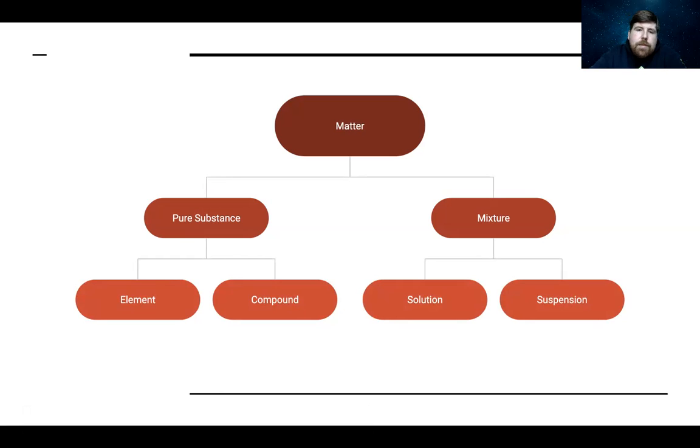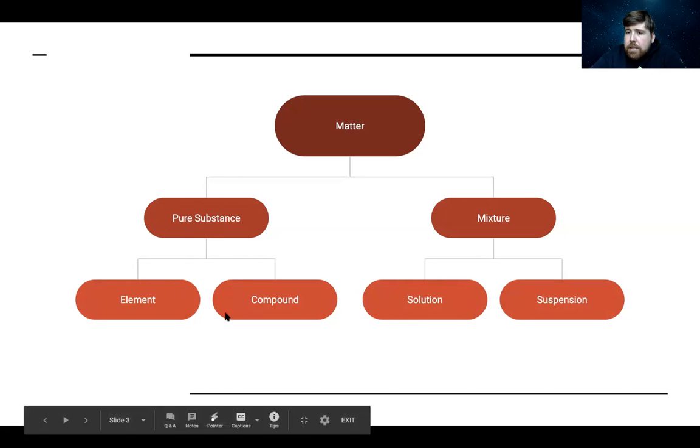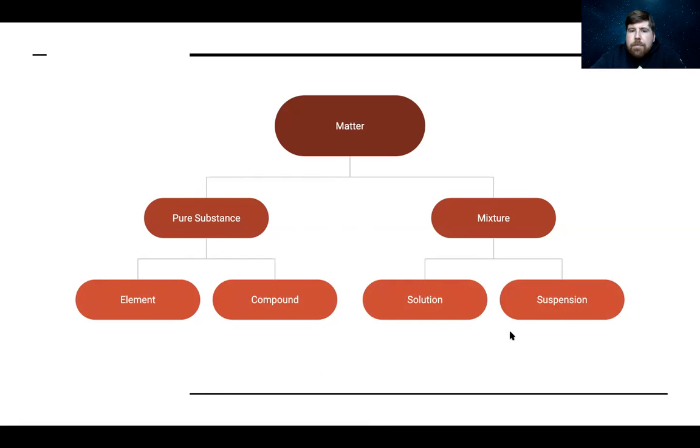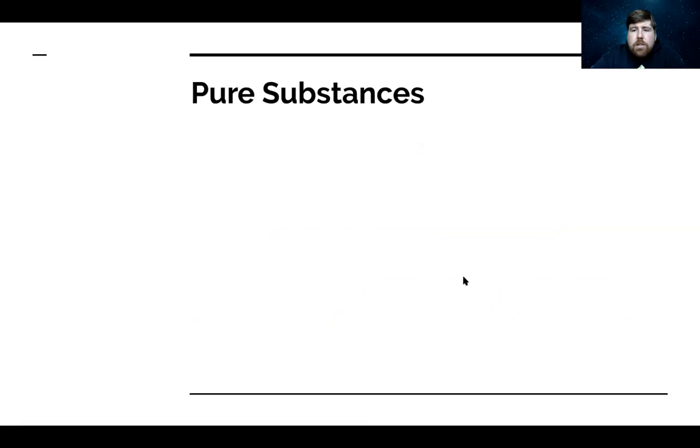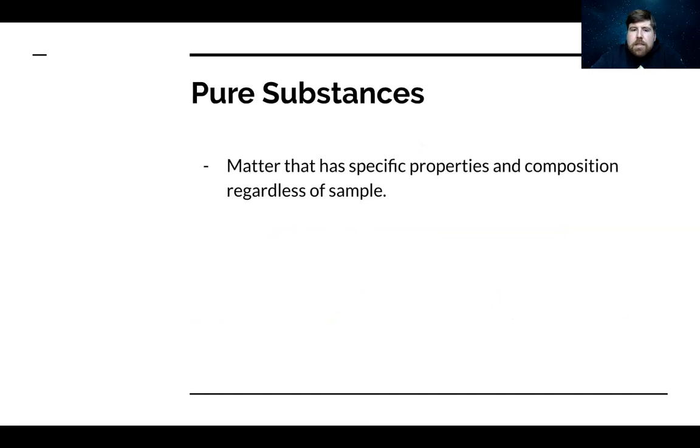So what we're going to do today is focus first on the left side, looking at the different types of pure substances that exist in the world, and how to classify them. And then we're going to shift over to the right-hand side of this flow chart and look at the different types of mixtures. So once again, a pure substance is defined as matter that has specific properties and composition regardless of the sample. And once again, we can subdivide that into the different types of elements or compounds that exist.